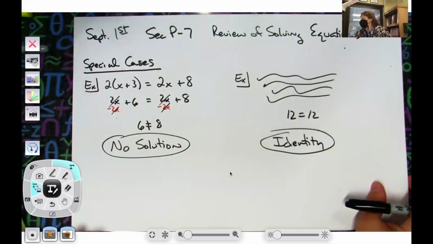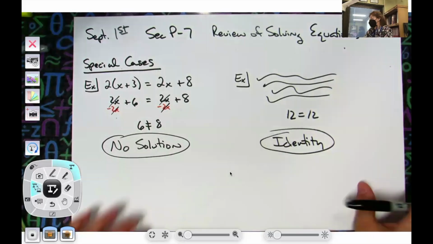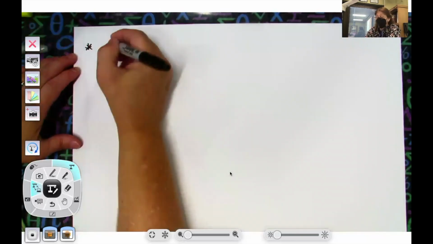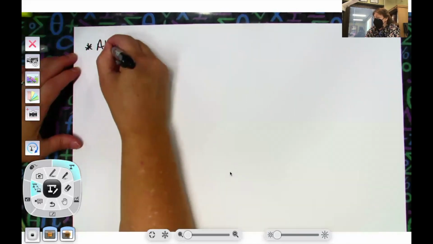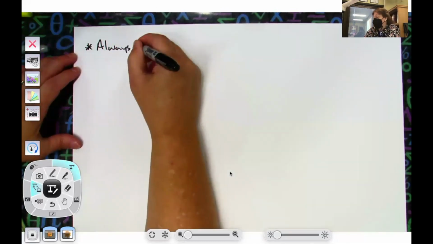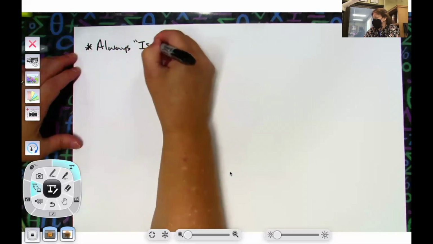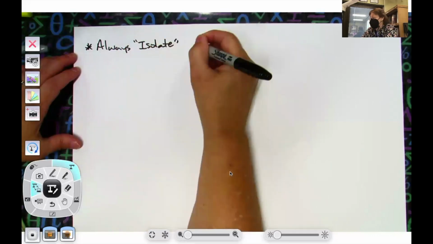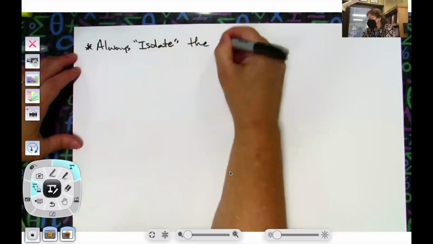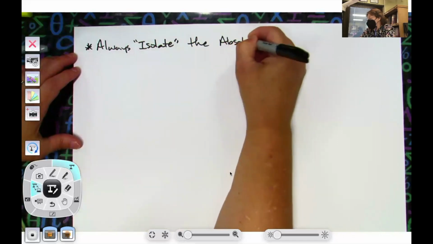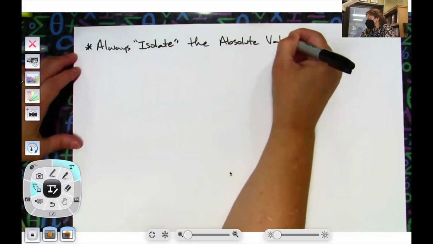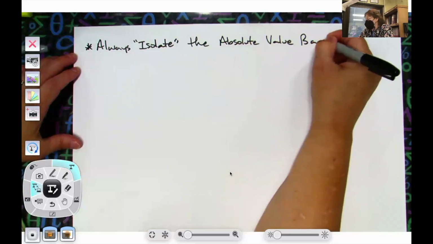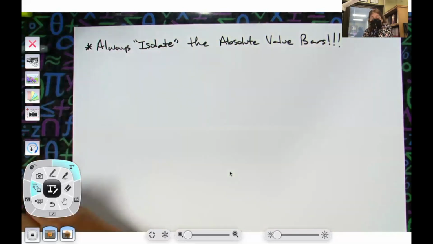All right, so are we good with those two cases? Now, you're going to also see equations that have absolute value bars. As a suggestion here, always isolate the absolute value bars, because there's a trick to solving absolute value equations. You want to isolate them first.